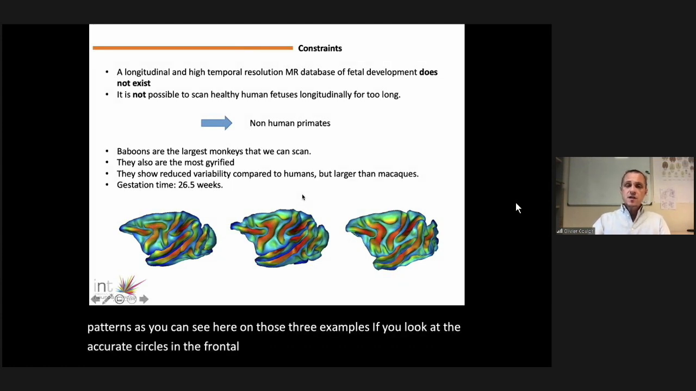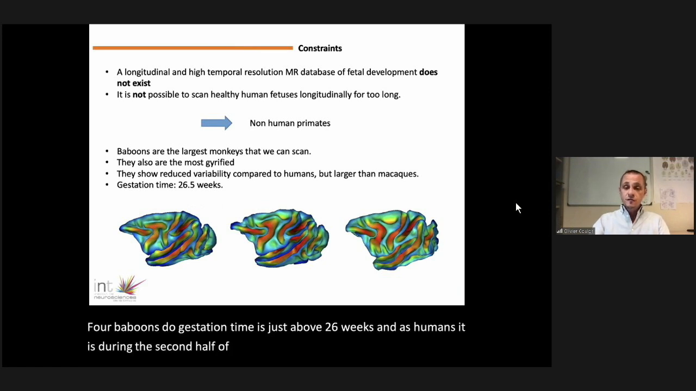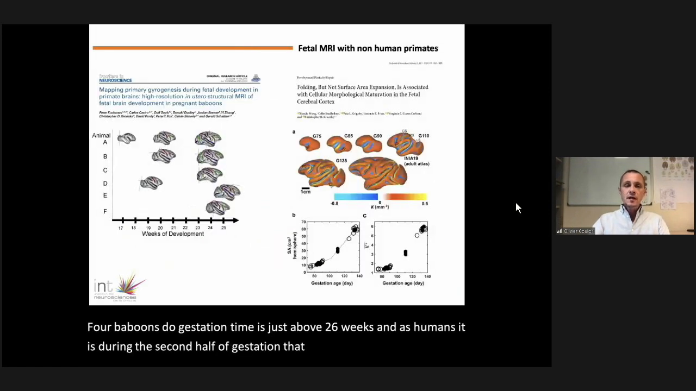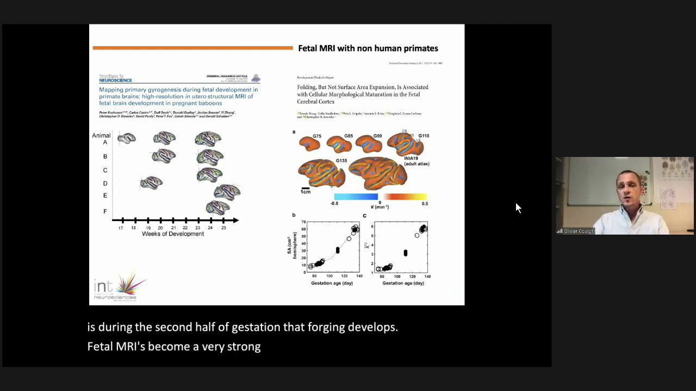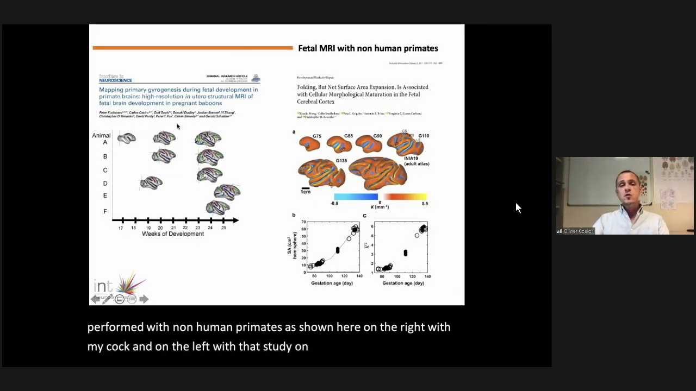For baboons, the gestation time is just above 26 weeks, and as in humans, it is during the second half of gestation that folding develops. Fetal MRI has become a very strong topic with humans, but it has also been performed with non-human primates, as shown here, on the right with macaque, and on the left with that study on baboons by Peter Koshinov and colleagues. That was the starting point for our own study.